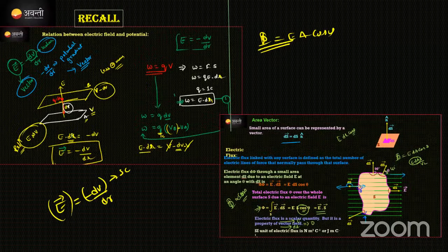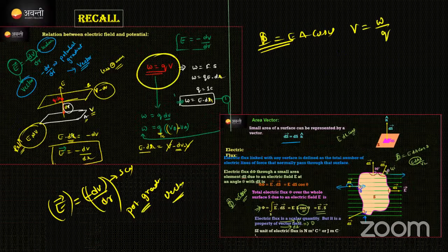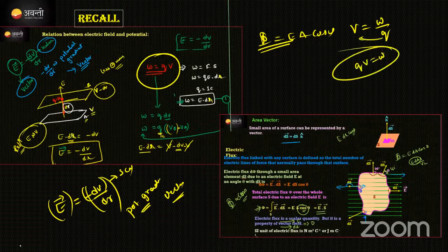And work done we can represent in terms of Q into V also. How? Potential is equal to work done per unit charge. If you want work done, multiply Q here: Q into V is equal to work done. Done. And along with the area vector, I also explained flux yesterday, a few points.